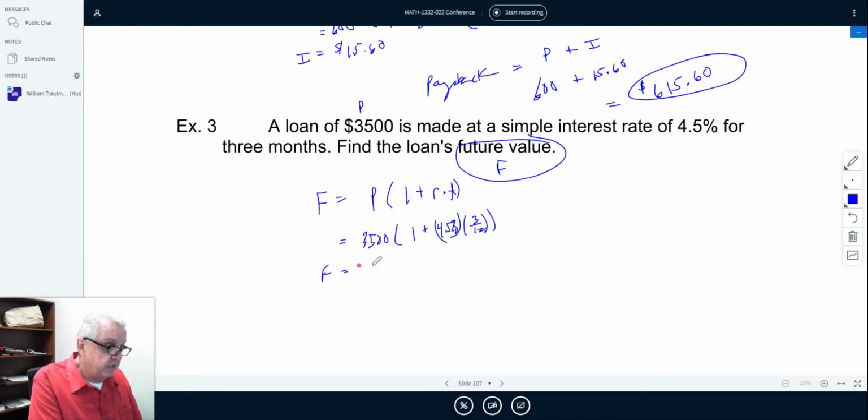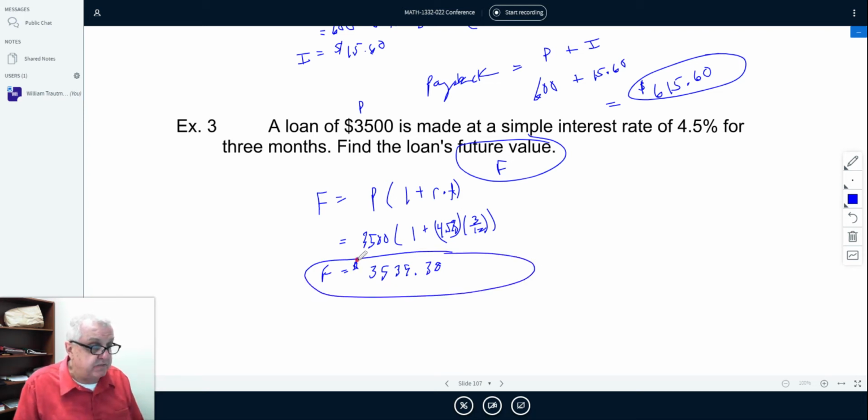and the future value is $3,539, and rounded to 2 decimal places is 38 cents. So our loan was for $3,500, and we had $39 in interest. Okay, so I'm going to page 113 next.